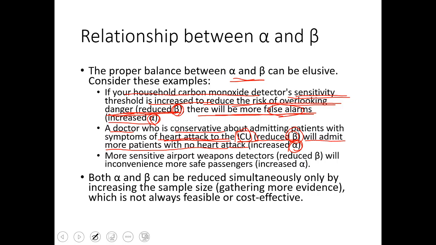If you want to reduce alpha and beta simultaneously, you can only do so by increasing the sample size. When the sample size increases, alpha and beta can be reduced together. So the sampling is very important. That's why we have to study statistics. If you increase the sample size, then you can reduce the probabilities alpha and beta.